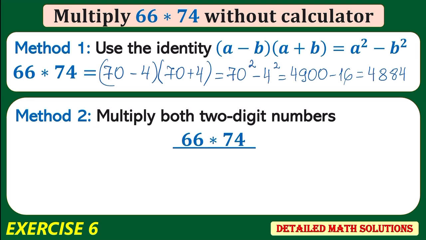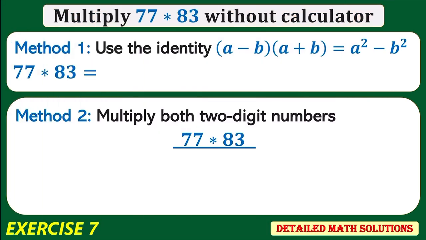Next, I need to multiply 66 by 74, and when I do that, I have 4 times 6, 24, 2 carries over, again I have 4 times 6, and 2, 24, and 2 is 26, 7 times 6 is 42, 4 carries over, 7 times 6, 42, and 4 is 46. When I add both, again I get 4, 8, 8, 4, or 4,884.